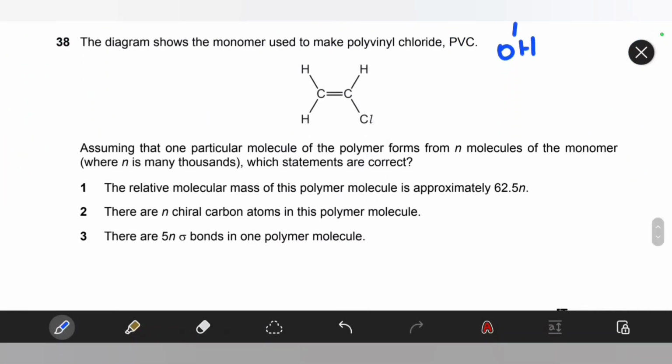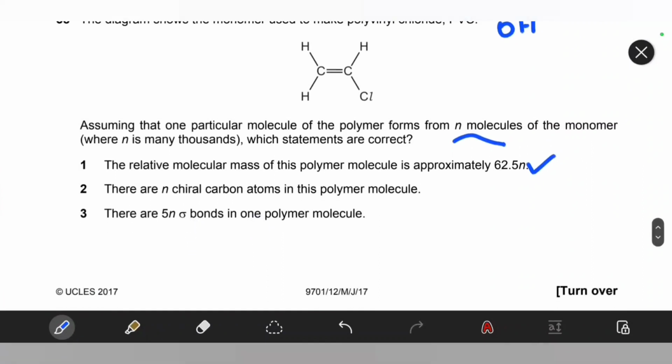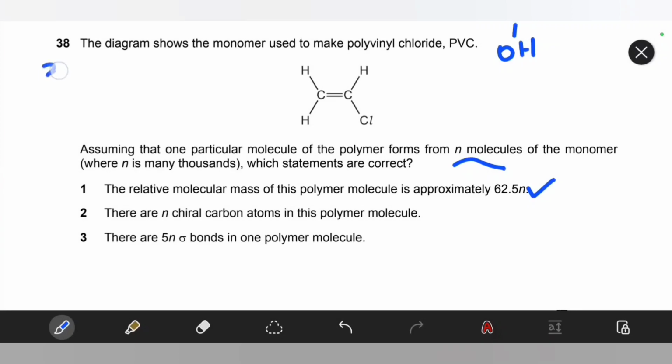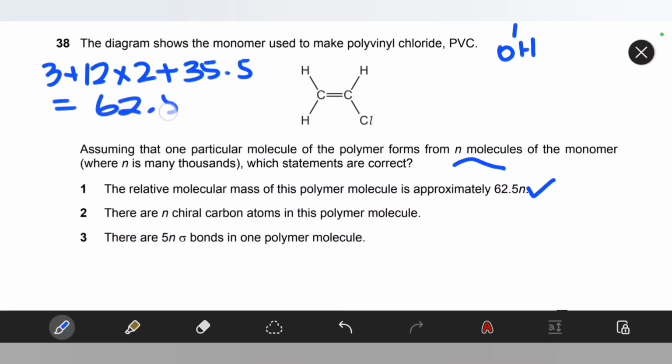The diagram shows the monomer used to make PVC, assuming that one particular molecule of the polymer forms from n molecules of the monomer, where n is many thousands. Which statement is correct? The relative molecular mass of the polymer molecule is approximately 62.5 n. This is actually true because the Mr, if you calculate just this, there are 3 hydrogens, so 3, plus 2 carbons, so 12 into 2, plus 1 chlorine, 35.5. This gives us 62.5, and since there are n molecules, so 62.5 n.